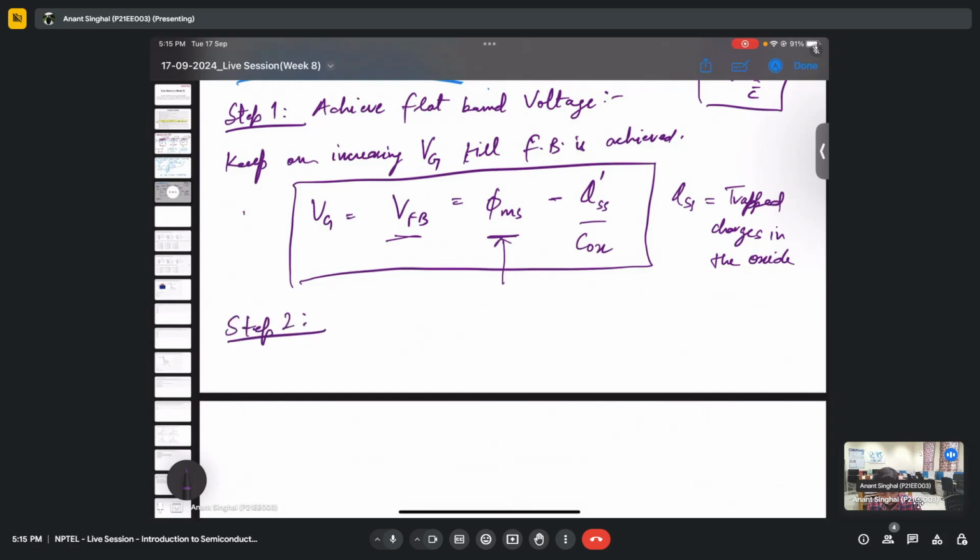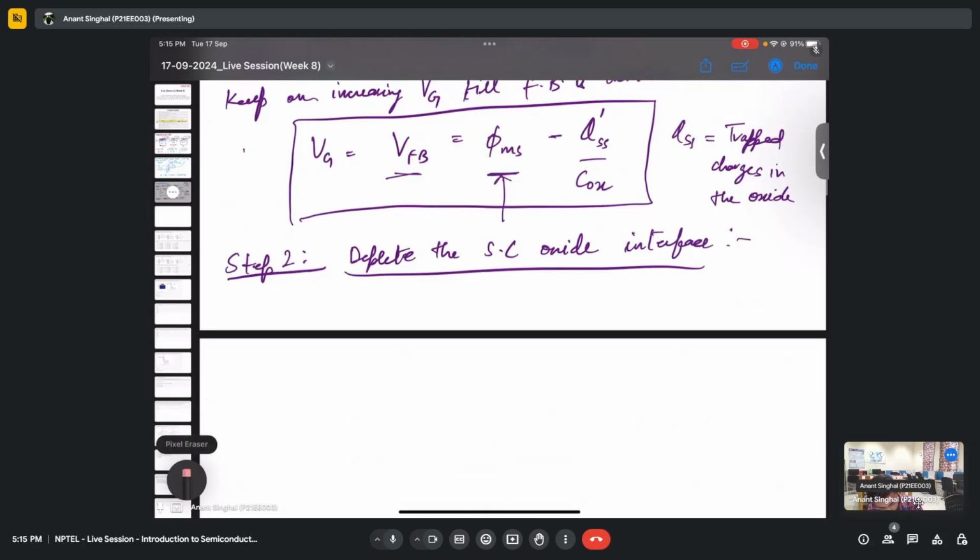So now the step two. We have already achieved, let's say, a flat band. Now what we'll do is we'll deplete the semiconductor oxide interface. For that, the gate voltage should be at least equal to the VFB, plus I'm writing now this charge as Q depletion over Cox. So now I'll write the mod, that will be better.